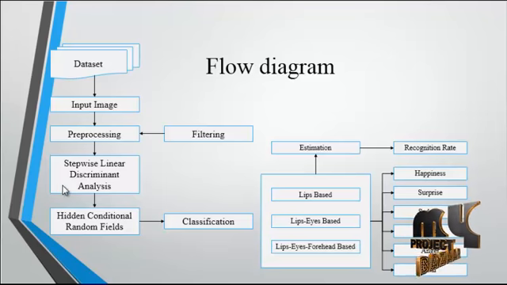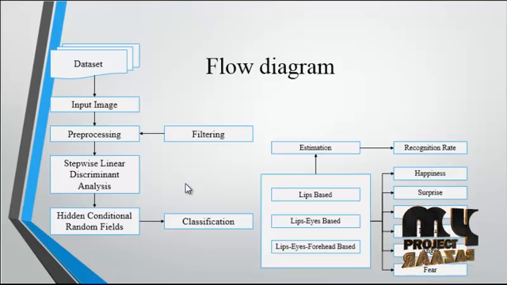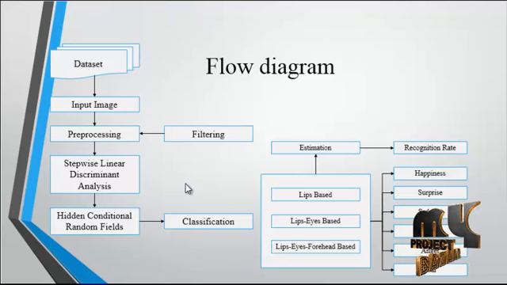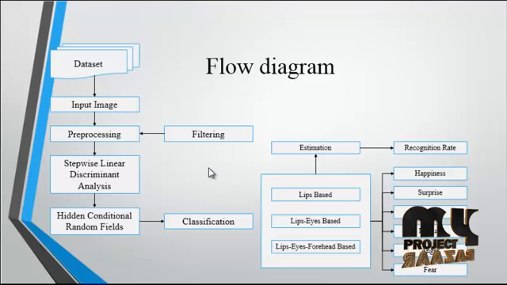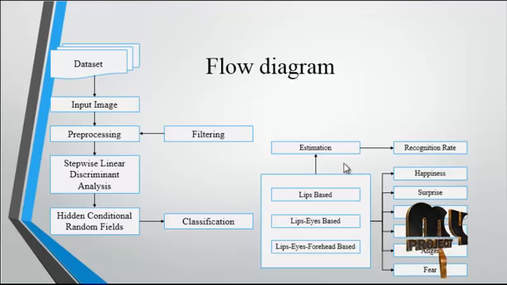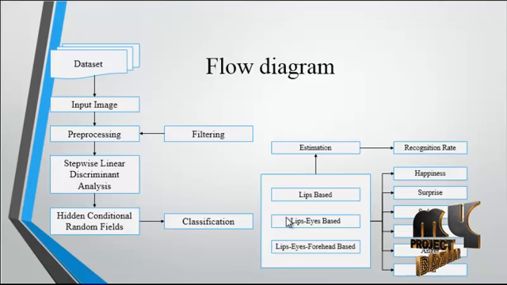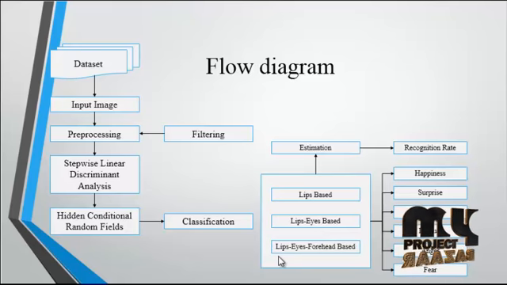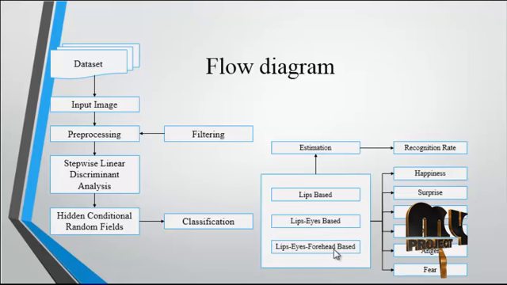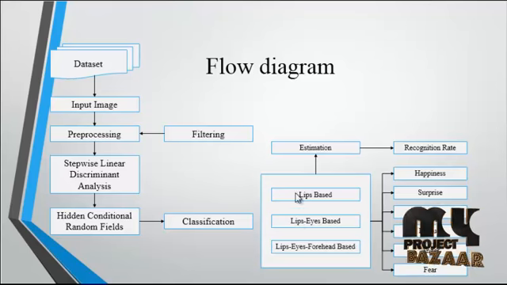So here we use the Adaboost method for the face detection, and after extracting the face region from the input image, we have to use pattern extraction from the input image. After extracting the patterns from the input image, we have to calculate the classification of the process. Hence, the feature is extracted in three kinds. First one is lips based, then lips and eyes based, then lips, eyes and forehead based. Here the patterns are extracted based on these three kinds.